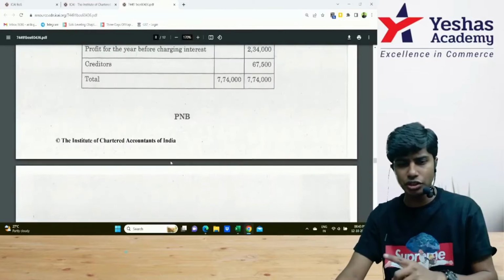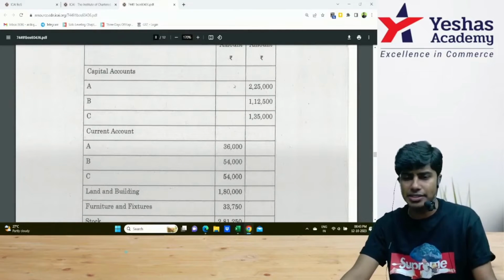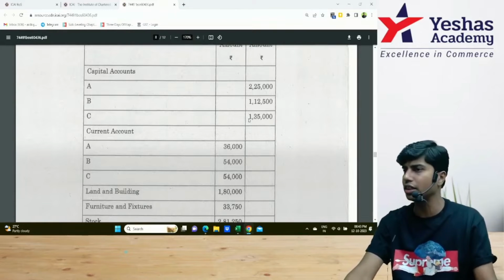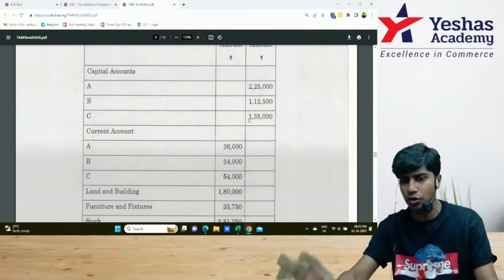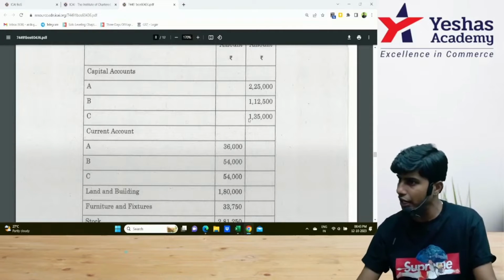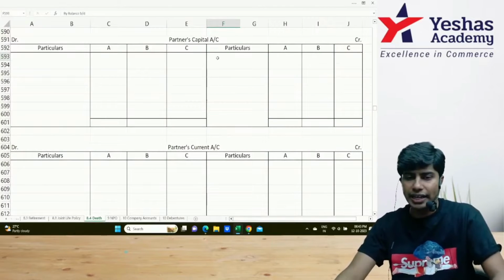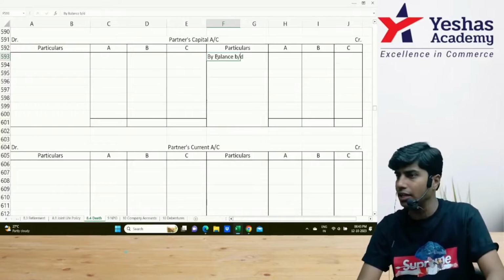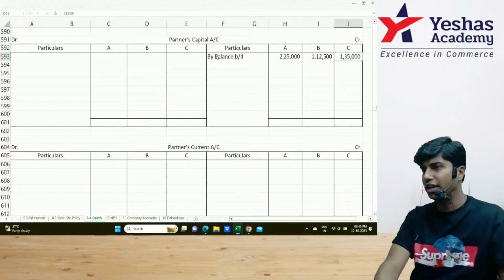So we'll read the question in the order and solve the answer also in the same order. So to start with, we have capital balances 225, 112, 500, and 135. So I'll write in my capital account, credit side, by balance brought down 2,25,000, 1,12,500, and 1,35,000. So this is my partner's capital account. On the credit side, let me write by balance carried down 2,25,000, 1,12,500, and 1,35,000.